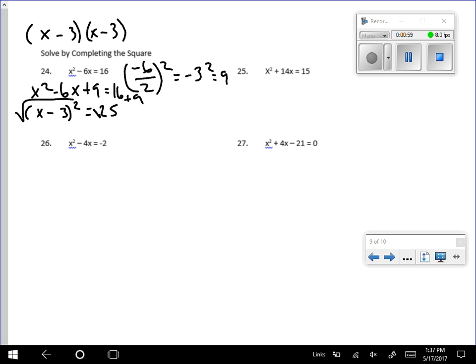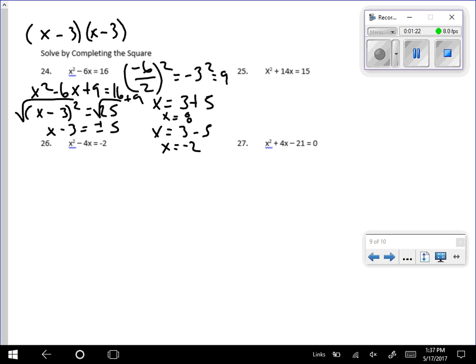Square root both sides. So we have x minus 3 equals plus or minus 5. Then we need to add 3 to both sides. So we would have 3 plus 5 and 3 minus 5. So x would equal 8 and x would equal negative 2. Perfect. So those are our 2 answers there. And you could always check those, see if they work. Okay. Let's look at number 25.